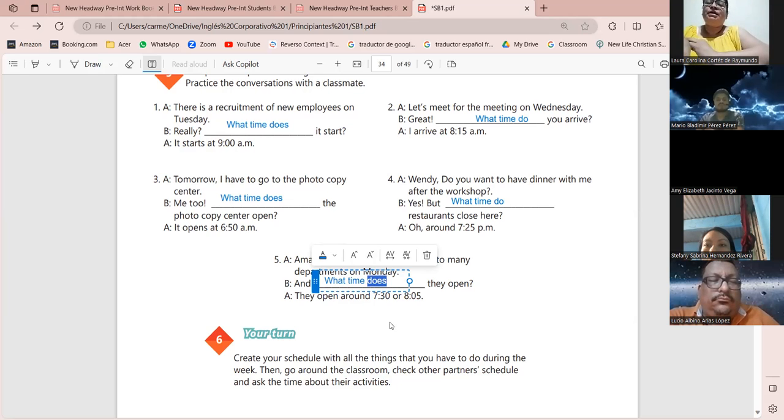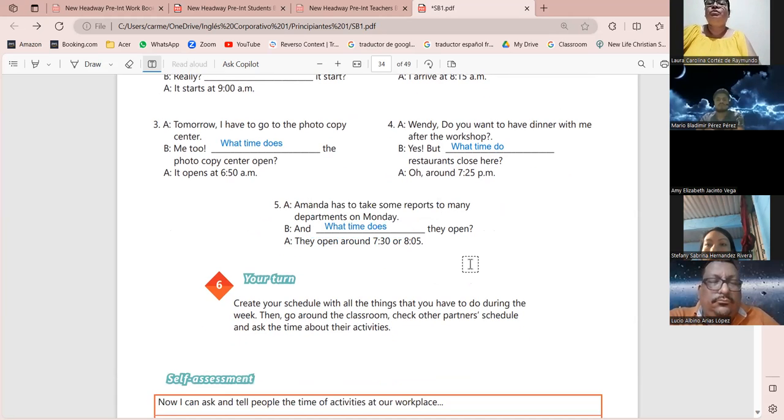No, miro, lo tiene ella. ¿Y hablamos de ella? No hablamos de ella, hablamos de... no hablamos de Amanda. ¿De quién estamos hablando acá? Open. ¿Qué horas cierran? No, abren. Ah, perdón, ¿a qué horas abren? El departamento del reporte los lunes. Pero está hablando de ellos, entonces tiene que ser do.